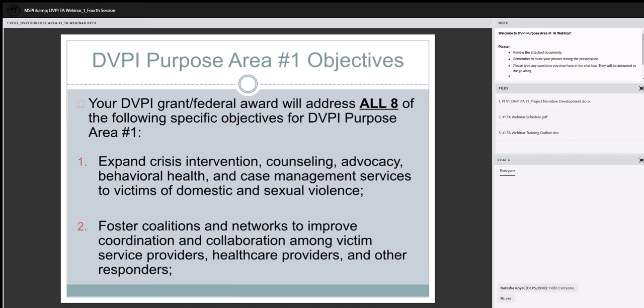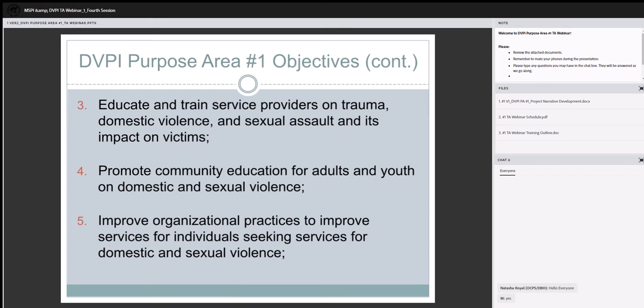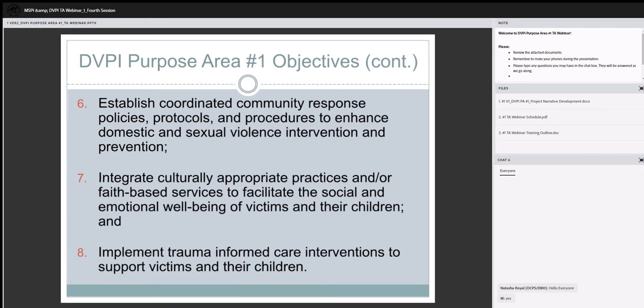1, expand crisis intervention, counseling, advocacy, behavioral health, and case management services to victims of domestic and sexual violence. 2, foster coalitions and networks to improve coordination and collaboration among victim service providers, healthcare providers, and other responders. 3, educate and train service providers on trauma, domestic violence, and sexual assault and its impact on victims. 4, promote community education for adults and youth on domestic and sexual violence.